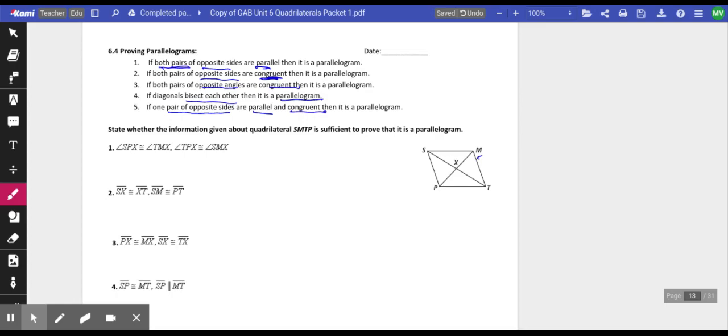So now we're going to look at these examples and decide if this is enough information to say that this shape, SMTP, is a parallelogram. So the first thing they're telling me is SPX is congruent to TMX. So I labeled that wrong, sorry. SPX is congruent to TMX, and that TPX is congruent to SMX.